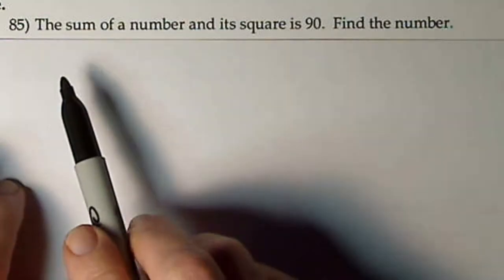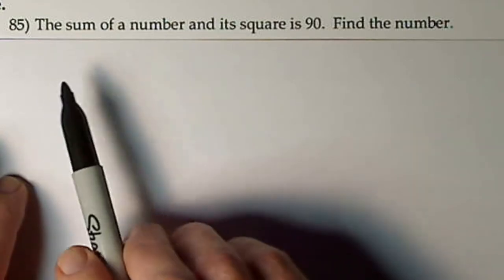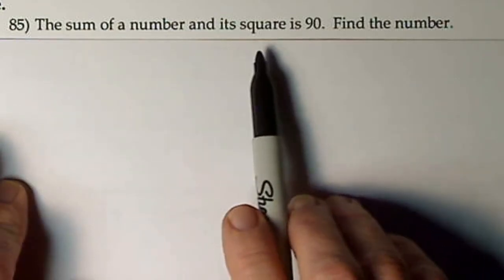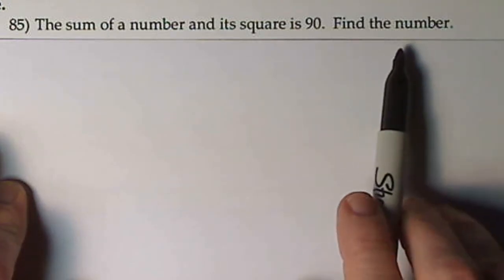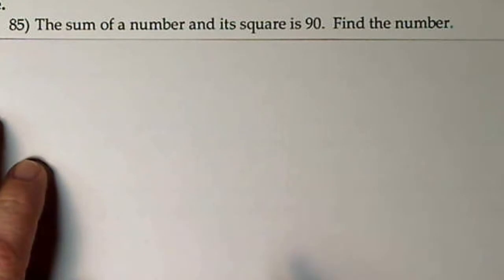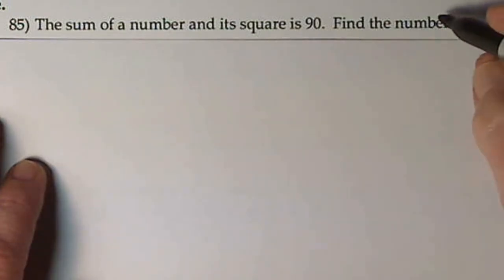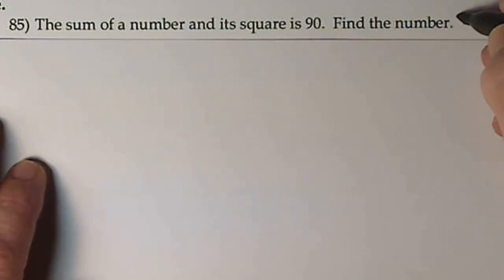Okay, for 85, they've given us the two sentences. The sum of a number and its square is 90. They want us to find the number. So we're going to represent this with an algebraic equation and then solve for x to find out the number. Actually, this should say find the numbers because there are going to be two.